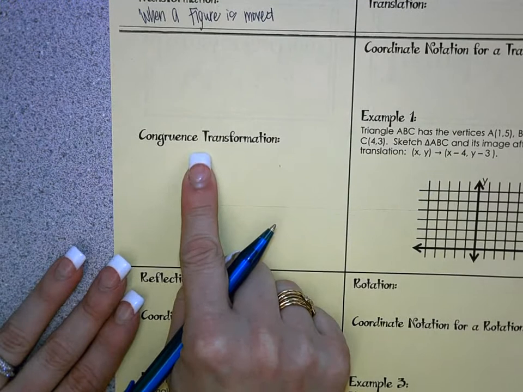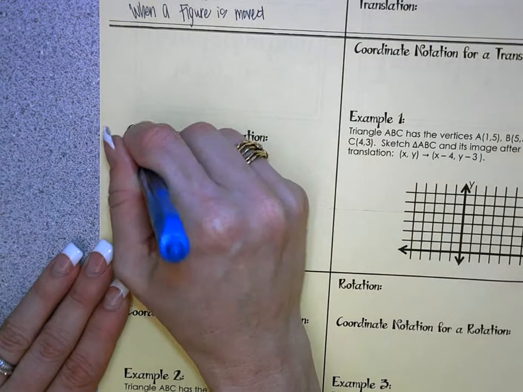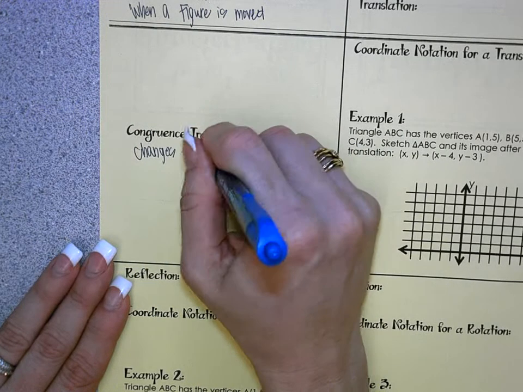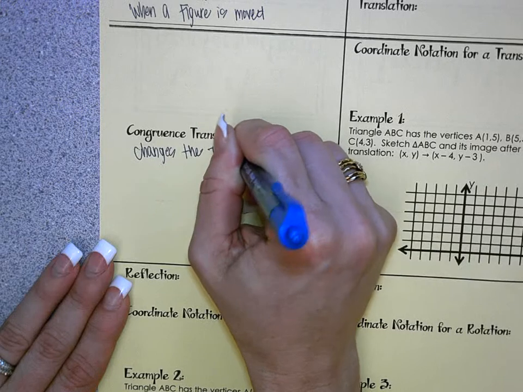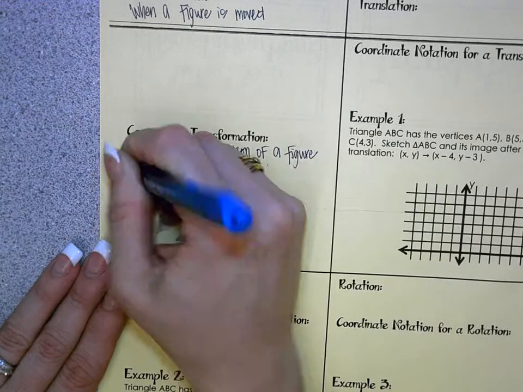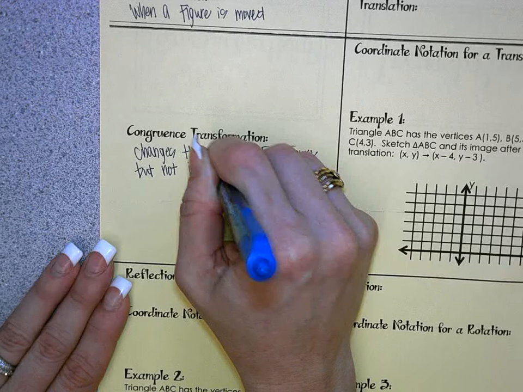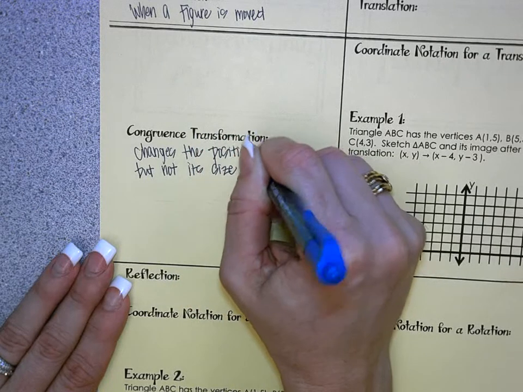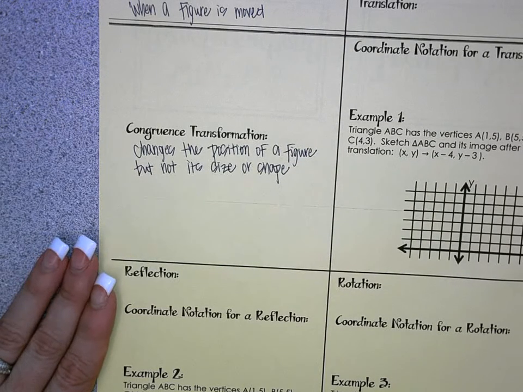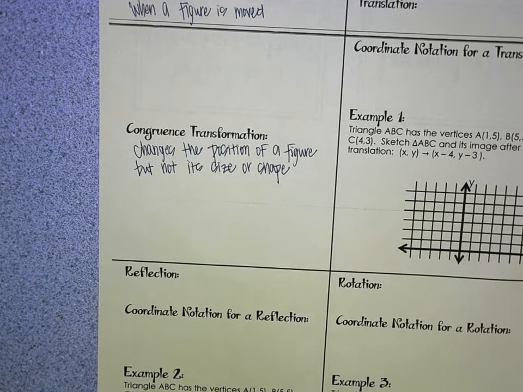A congruence transformation, okay? A congruence transformation is something that changes the position of a figure, but not its size or shape. Okay, it changes the position of a figure, but not its size or shape. Okay, so there are some examples here.